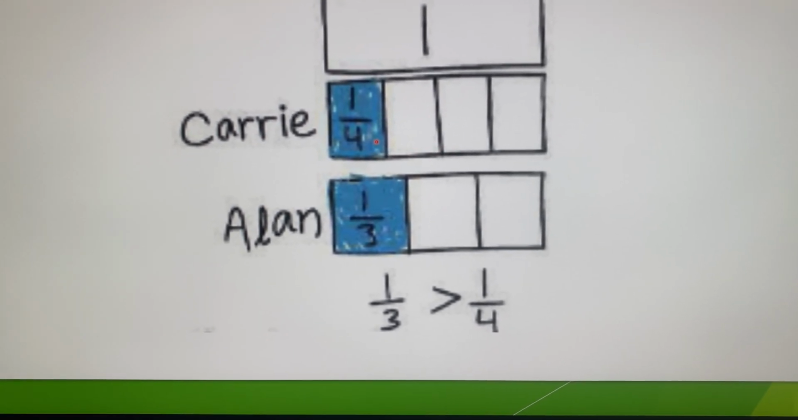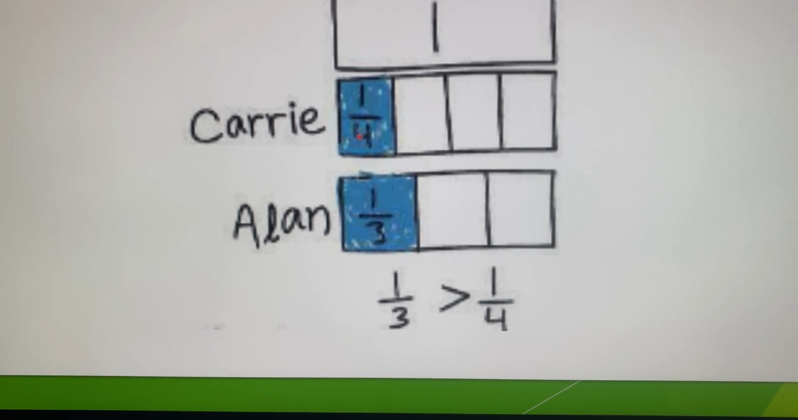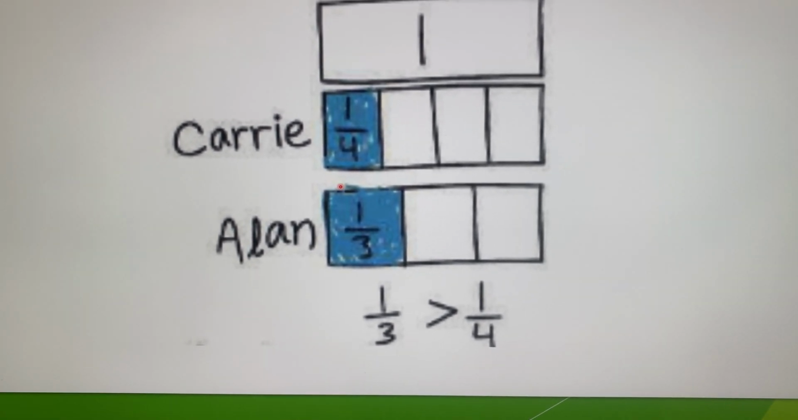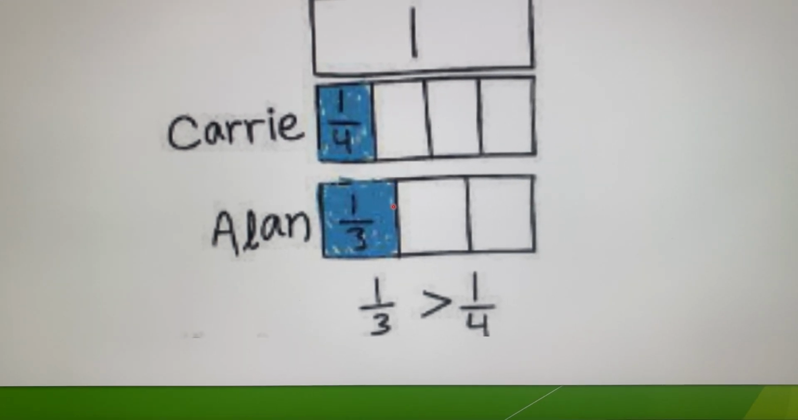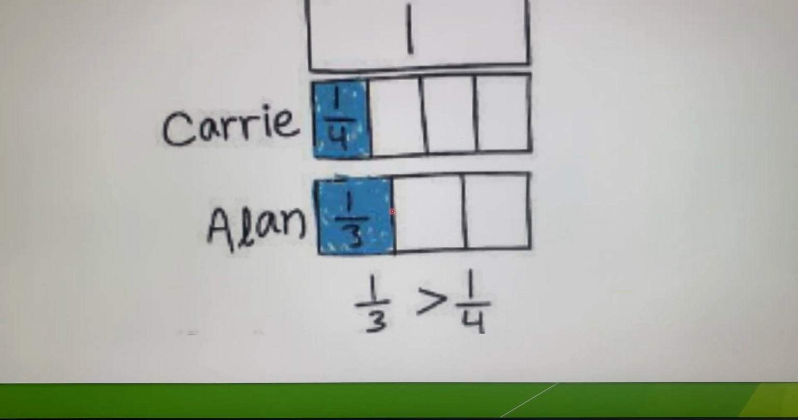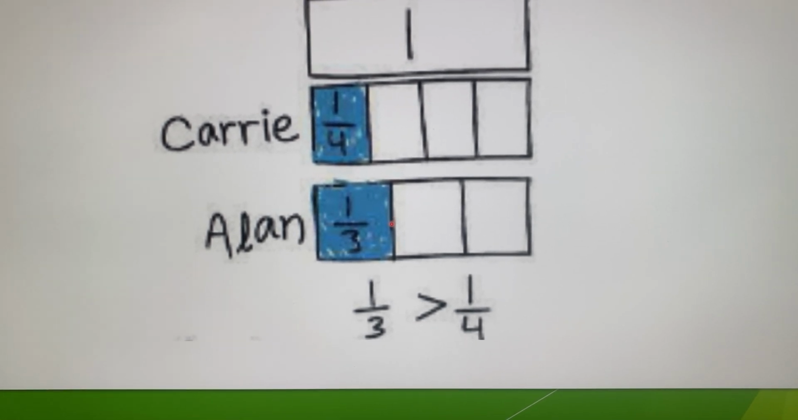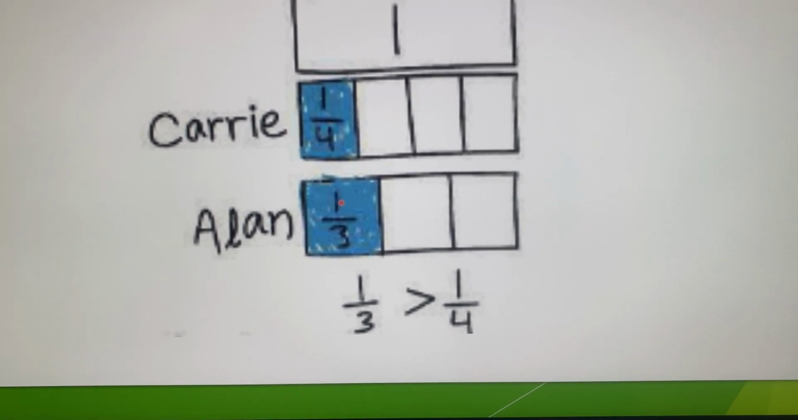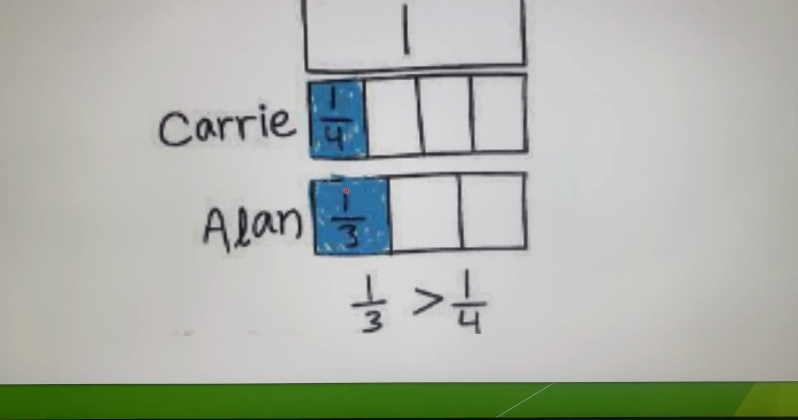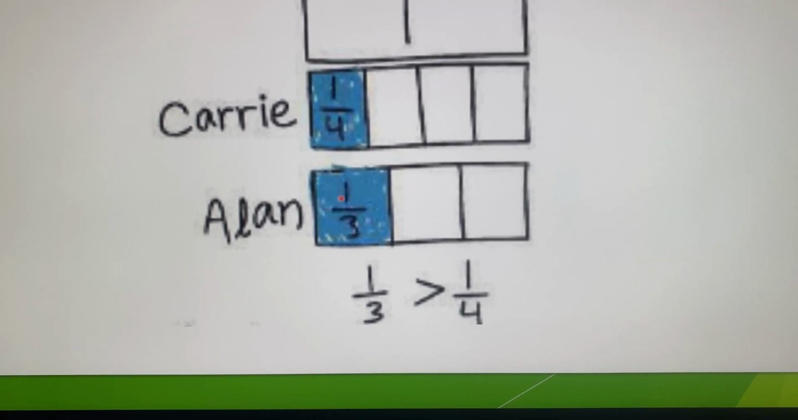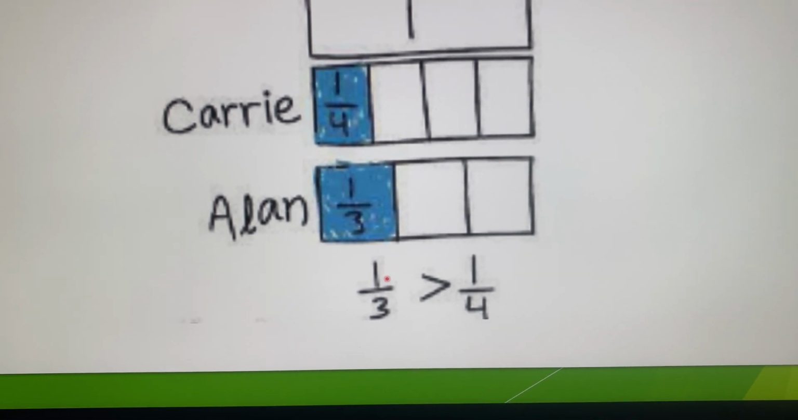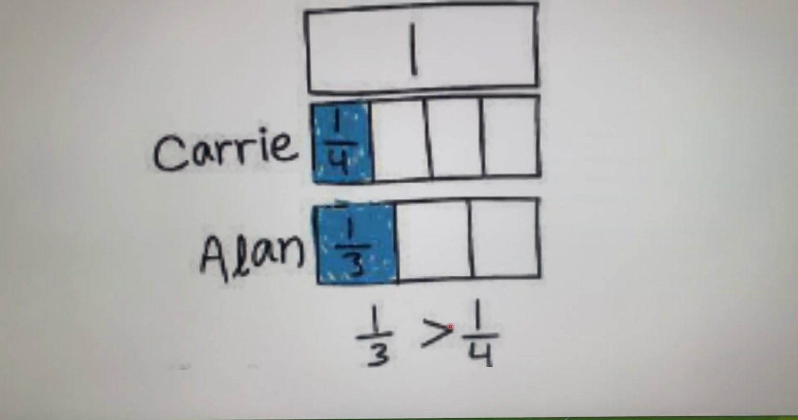Carrie ate 1/4 of her vegetables, but Alan ate 1/3. So I'm going to break the whole into 3 equal parts. So we can see that 1/3 is greater than 1/4.